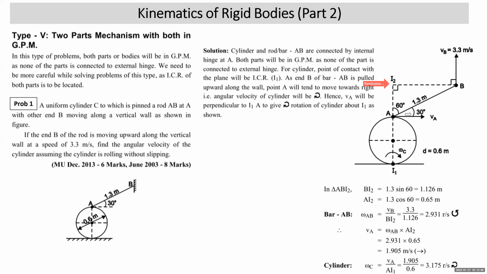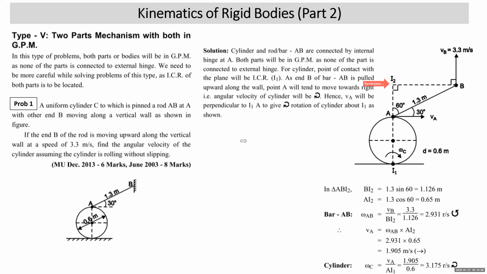Now you get velocity of point A. Velocity of point A is correct since VA is also giving clockwise rotation to bar AB. VA is omega AB into AI2. Omega AB is 2.931, AI2 is 0.65. You get 1.905 meters per second. You got the velocity of point A. Now we consider the motion of the cylinder. Angular velocity of the cylinder, omega C, will be VA upon AI1. VA we got as 1.905. AI1 is 0.6, the diameter of the cylinder, and that gets you the angular velocity of the cylinder as 3.175 radians per second.